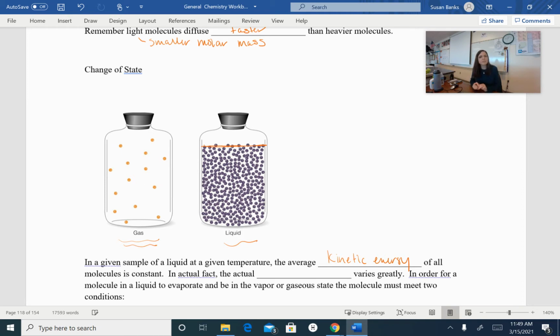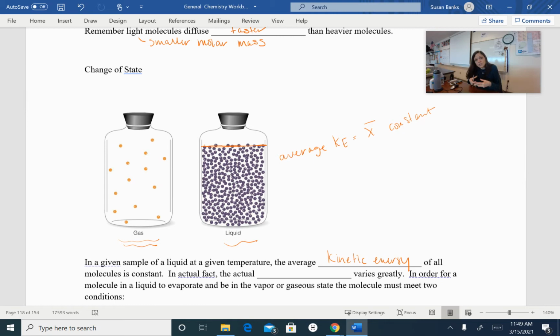Okay, so in a given sample of a liquid at a given temperature, the average kinetic energy of all those molecules is constant. If all these molecules are averaged out, the average kinetic energy of all those molecules would be constant. It doesn't change. But just like if I give you all a test, I can get a class average of a test. But does that mean that every student in the class got that same score? No.